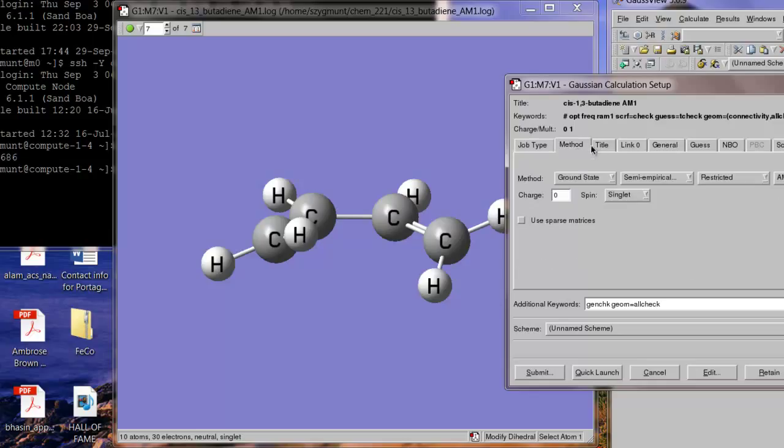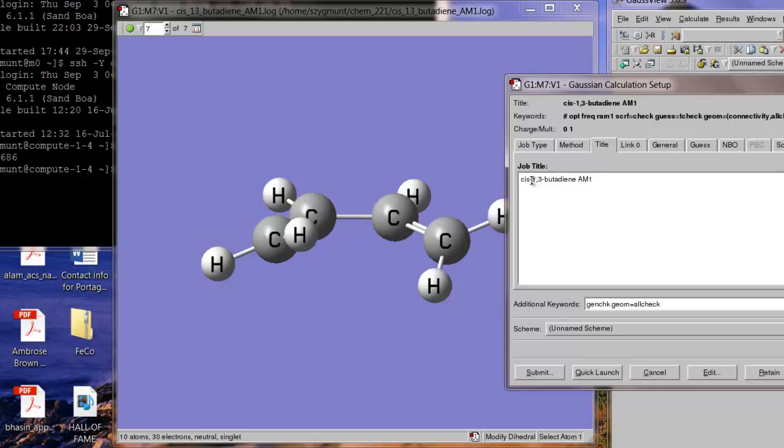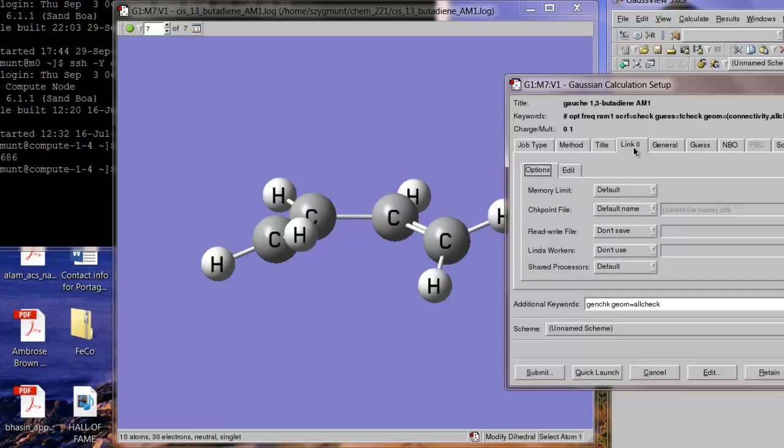The method should be the same, semi-empirical AM1. Now with the title, this technically will not be a cis structure anymore because the planar symmetry has been broken. And chemists would call this a gauche structure. And so I'll type that in for the job title. Link 0. I just want to check the checkpoint file out here because I don't want to overwrite the checkpoint file that I had for the cis calculation. And so I have to manually go in here and change the name from cis to gauche. That way it'll save this final file that contains a lot of the information from the calculation to a different name. So that's good enough.